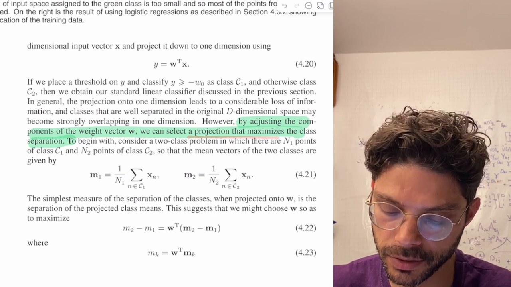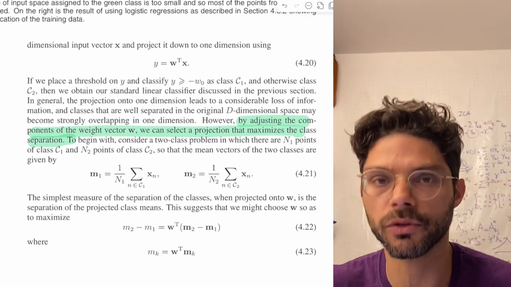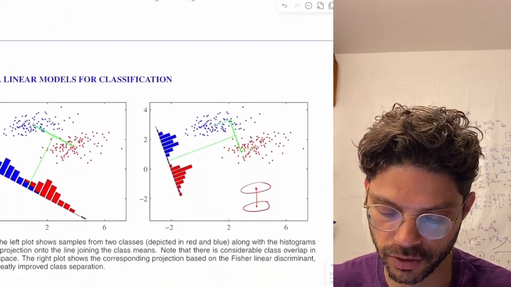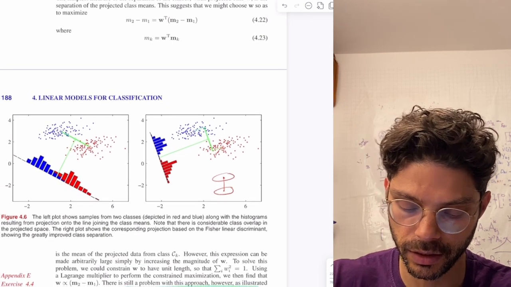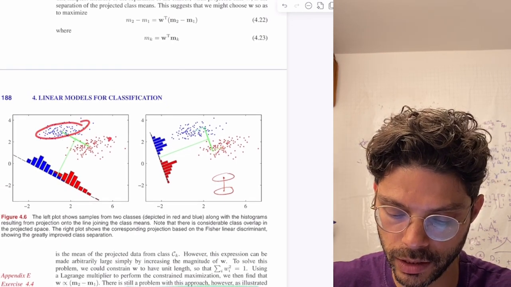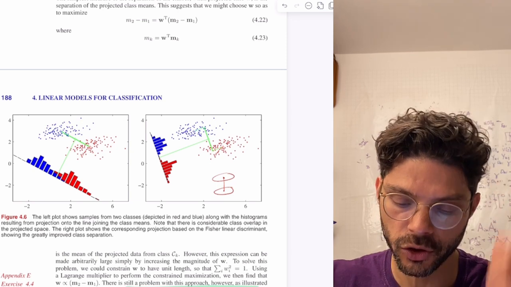Okay, so by adjusting the components of the weight vector w, we can select a projection that maximizes the class separation. To understand what he means, it's easy to just look at a picture. This is another one of his great pictures. The idea is you've got two classes, one and two, and now we're going to project them.